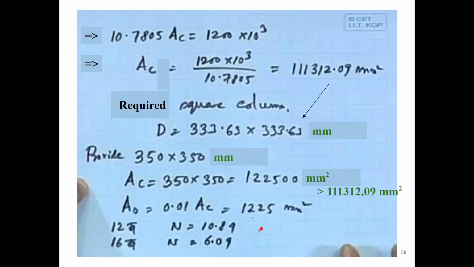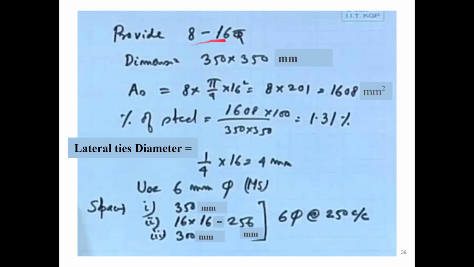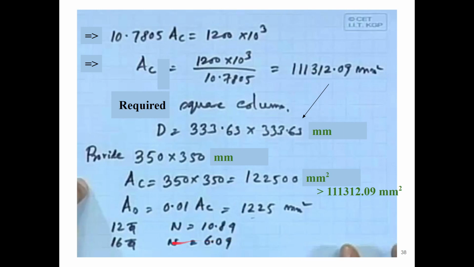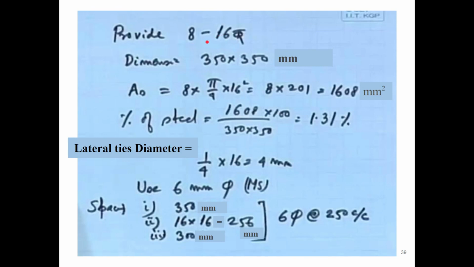Based on this area of steel required, we have to take longitudinal bars, which should not be less than 12 mm. If we consider 12 mm bars, then the number of bars required will be 10.84. And if we consider 16 mm dia bars, then the number required will be 6.09. So let us give the bars as 16 mm. Actually we needed 7, but to make it uniform, we are taking 8, so it is equally distributed. So let us provide 8 bars of 16 mm dia.